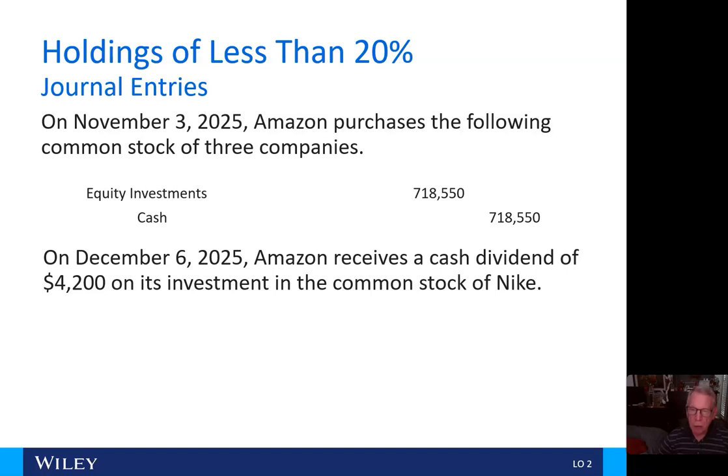Now, on December 6th, 2025, they receive a cash dividend of $4,200 on its investment in the common stock of Nike. So a pretty easy journal entry here. We'll debit cash for $4,200 and credit dividend revenue for $4,200.